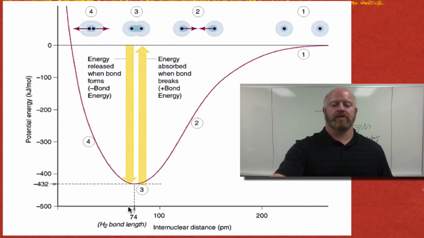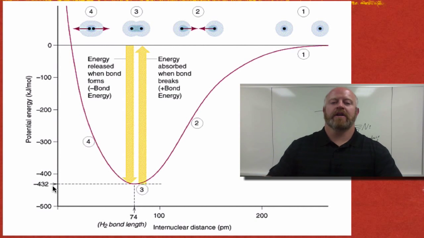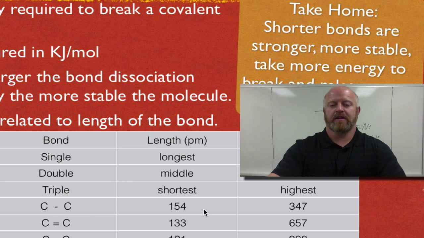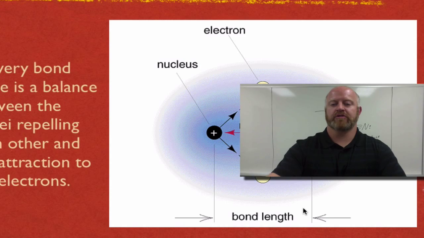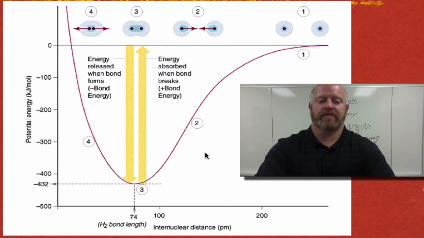Okay? So the length is down here in your x-axis. So this happens to be a 74 picometer distance, which then correlates to 432 kilojoules of energy. Every bond in every molecule in every scenario has its own graph, its own curve. So the carbon-to-carbon bond, if we go back to that, its length is 154 and its energy is 347 kilojoules per mole. So if this was carbon, we'd be over here about 154, and we'd be somewhere in this region, would be its bottom of its trough, because that's what you'd have there.